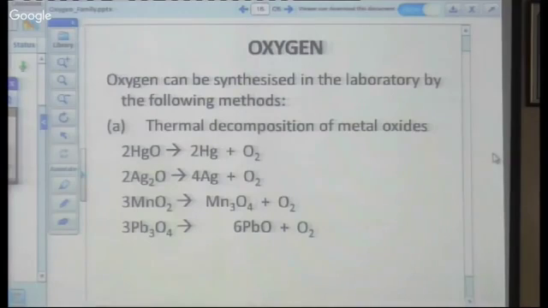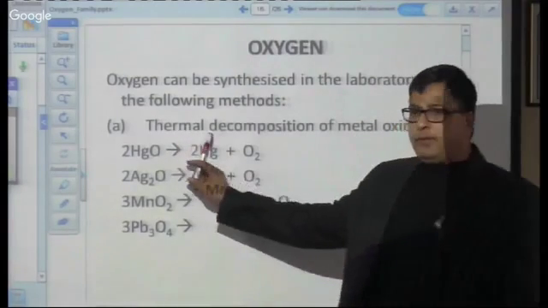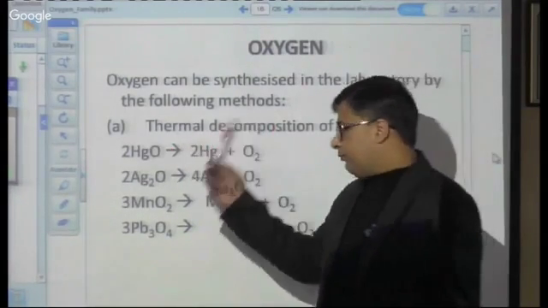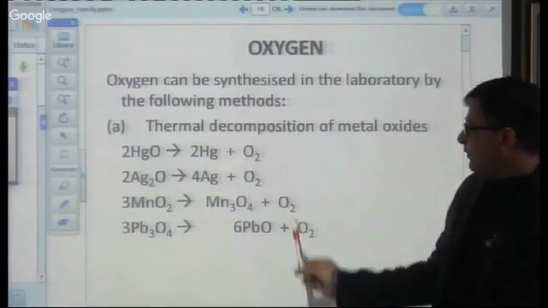Okay. First is oxygen. Preparation of oxygen. We have written thermal preparation. Okay. These are the 4 very basic preparations of oxygen. First one is HgO.